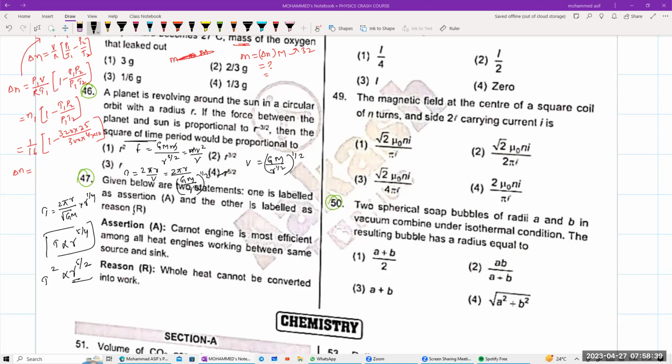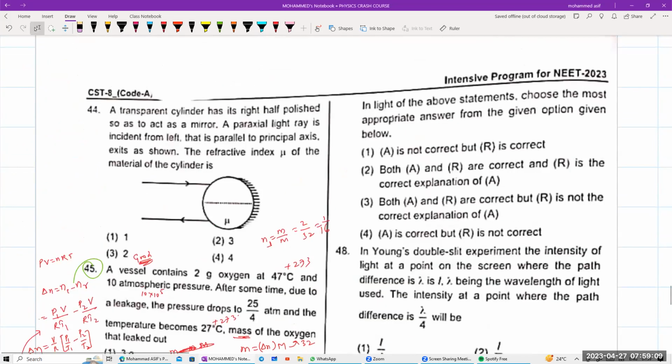Question number 47. Given below are the two statements. One is labeled as assertion, another is labeled as reason. Assertion: Carnot engine is most efficient among all the heat engines working between the same source and sink. Reason: whole heat cannot be converted into work. See, Carnot engine is most efficient among all the heat engines. That is no doubt, it is correct. And whole heat cannot be converted into work.